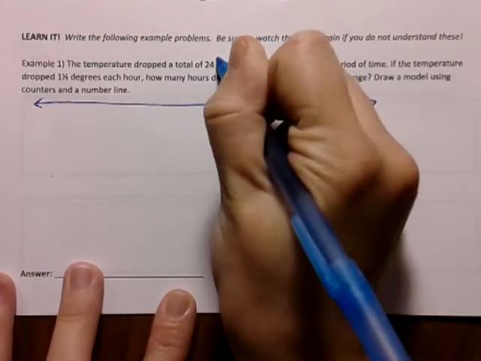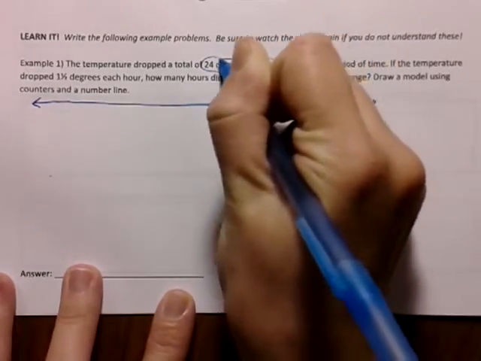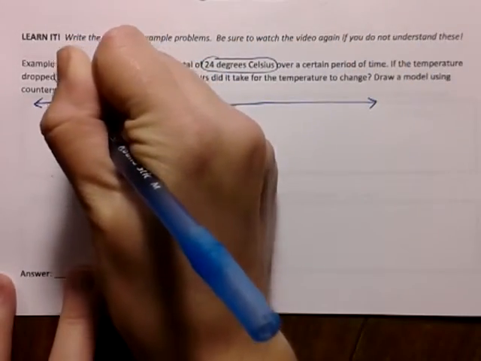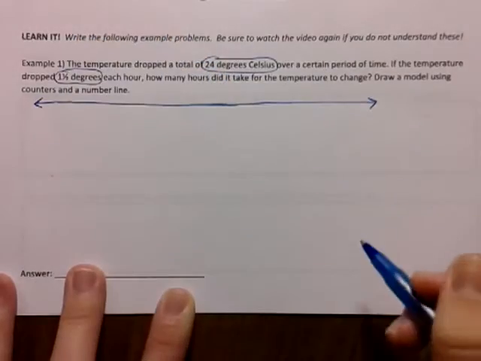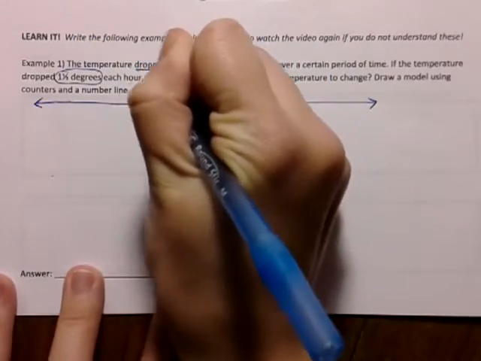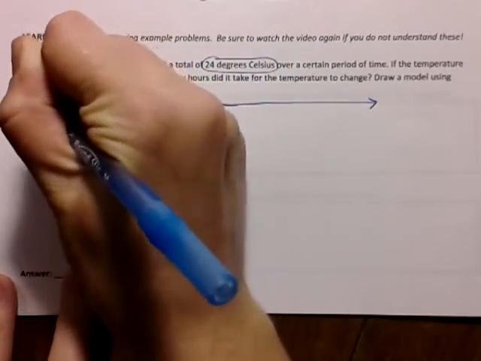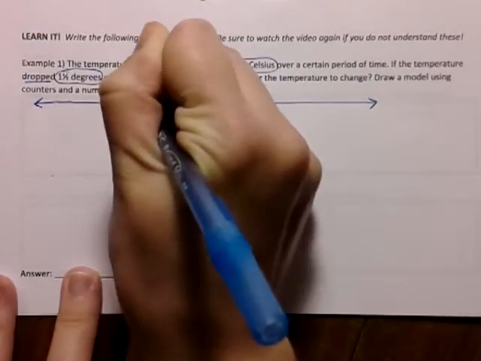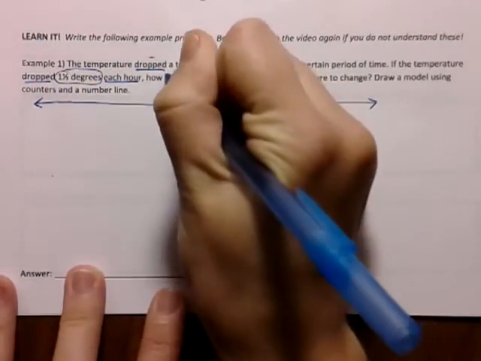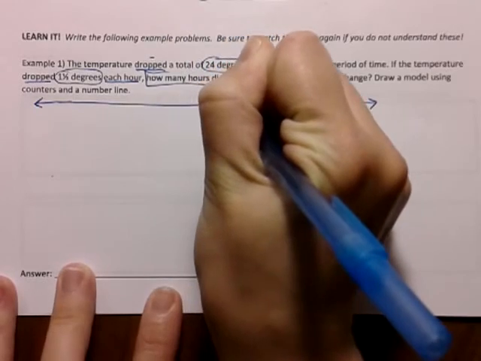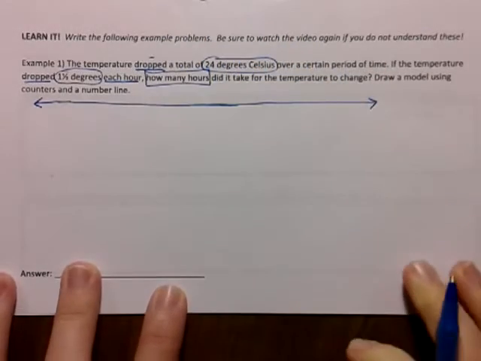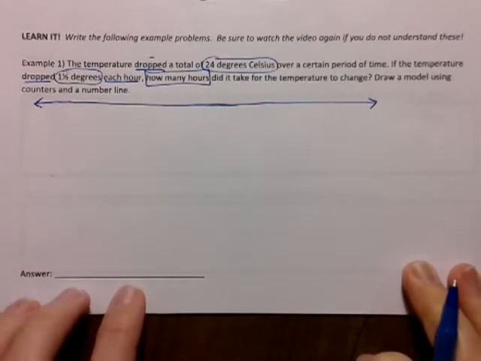So first thing I'm going to do is circle all of my numbers so I can cube my problem. And I'm going to include the units with each one. Now I'm going to underline some keywords, like dropped tells me it's going to be negative, each hour. And I'm going to box my question, how many hours? There's no unnecessary information, so there's nothing I need to eliminate.